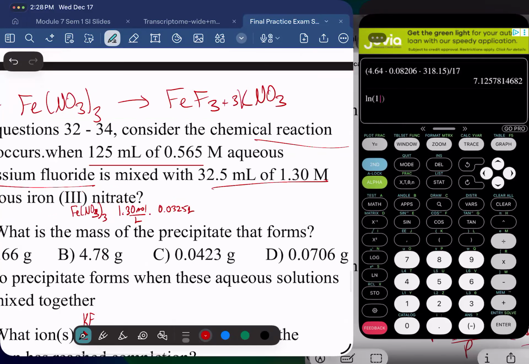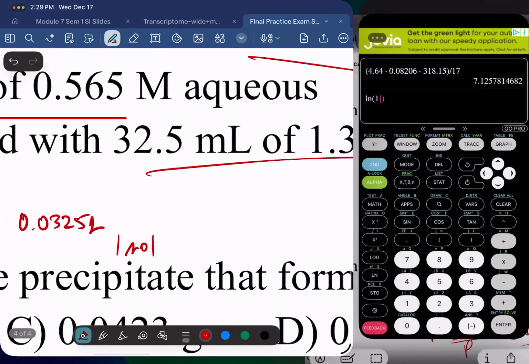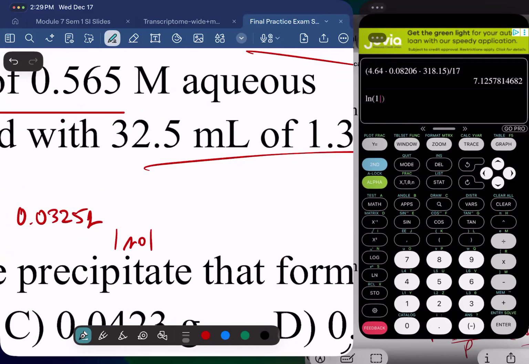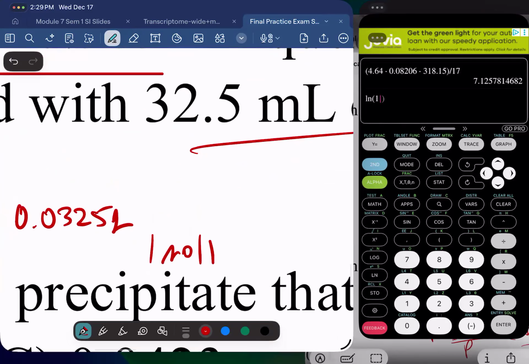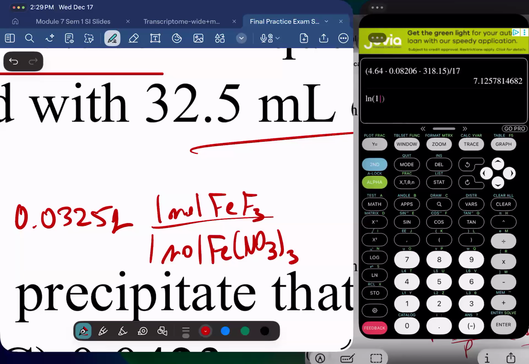And now for every 1 mole of nitrate, you're producing 1 mole of, oh, hello, why is my thing not working? Oh, it's white. Why did it turn white? Okay, 1 mole of Fe(NO3)3, you're producing 1 mole of FeF3.